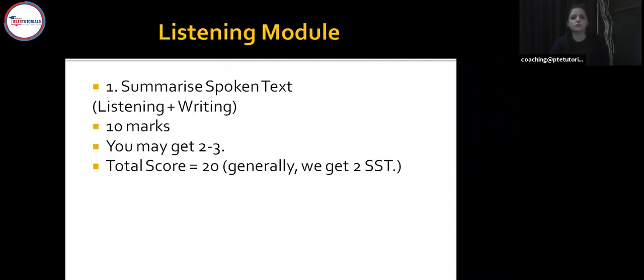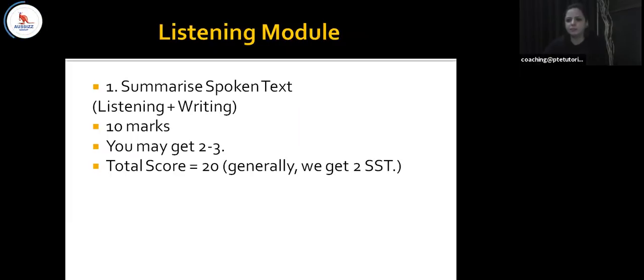Next is listening module. In listening, the very first task is summarize spoken text. And in summarize spoken text, there are two module scores. One is listening, other one is writing. And maximum score that you get from one summarized spoken text is 10 marks. And in an exam, you may get 2 to 3 summarized spoken text.